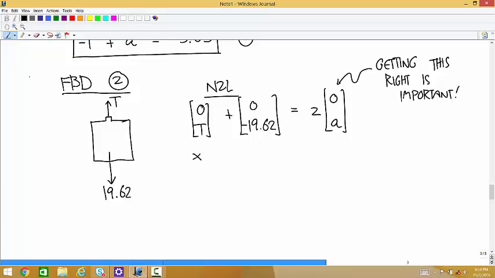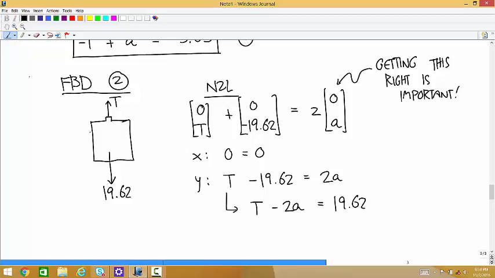We have two equations. The x equation says 0 equals 0, so that doesn't help. The y equation says t minus 19.62 is equal to 2a. And so you can rewrite this as t minus 2a is equal to positive 19.62. I'll call that equation double star.